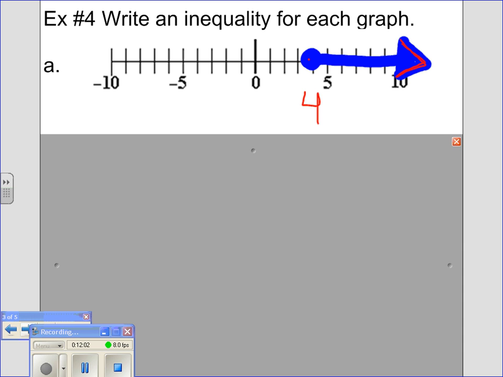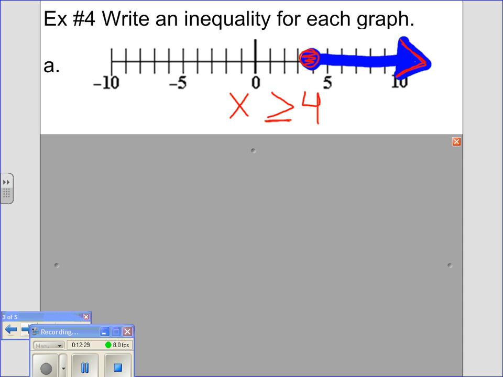Now, do we put a greater than or a less than? Look at the arrow, and that says greater than. Now decide, should there be a line underneath it? If you look, we have a dot, so we're going to put a line underneath the greater than. Now select a variable, x. And now you've written the inequality for the graph. X is greater than or equal to 4.